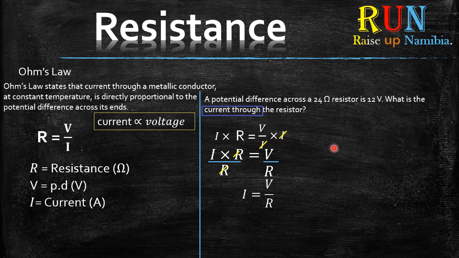Now ask yourself again, when you check in your statement, are you given potential difference and a resistance? Yes, we have a potential difference of 12 volts and we have a resistance of 24 ohms. So you substitute the figures into the formula, then you'll have 12 divided by 24, which will be 0.5. Now since we are calculating current, 0.5 what? It will be 0.5 amps. Okay? That's your final answer.